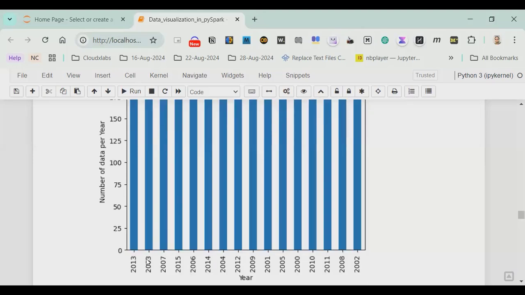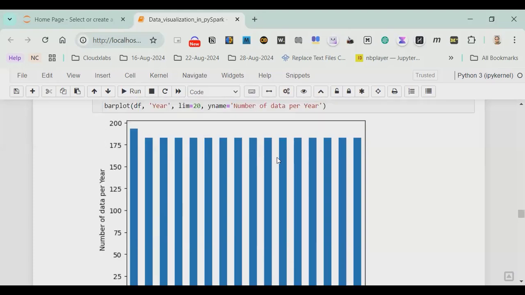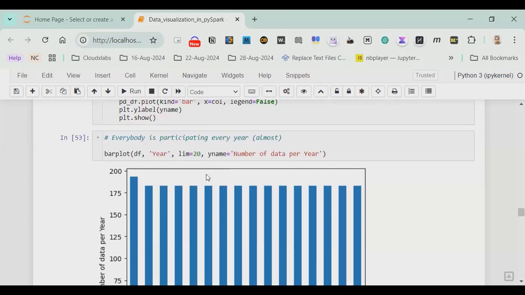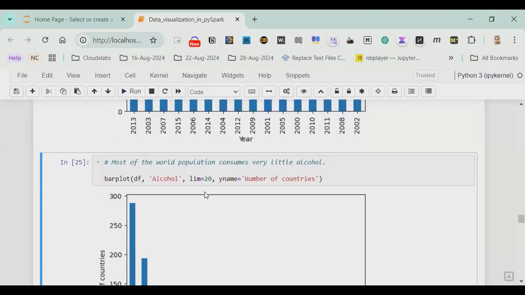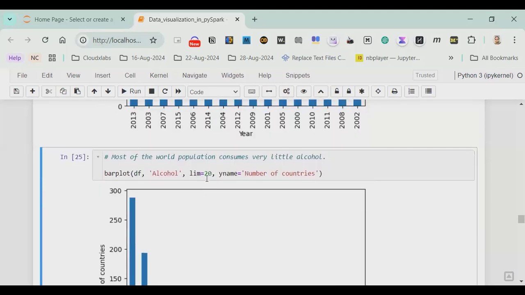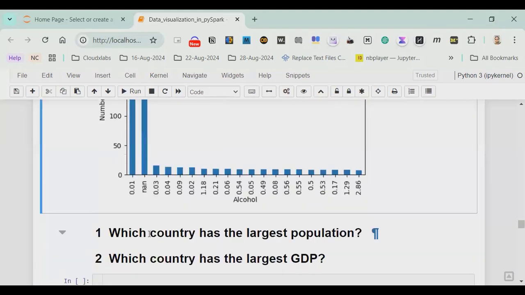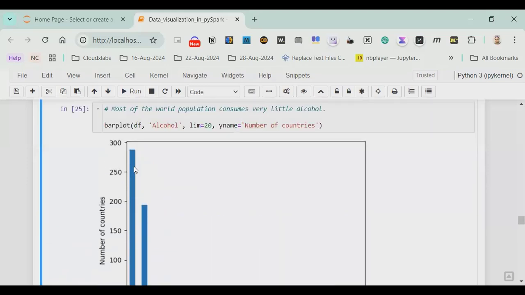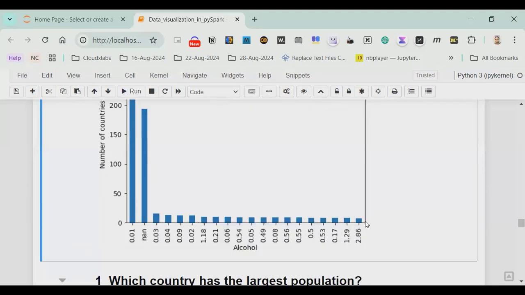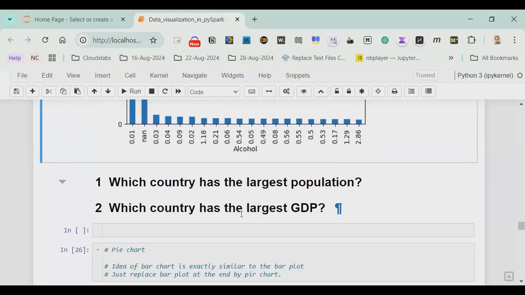You can do these variables, these years, almost nearby. Okay, so this is the plot. Here, every year we get almost the same, the only difference is 2013. Now let's look at alcohol in the same way. We got 0.01 as the highest and slightly decreased. This is also skewed.